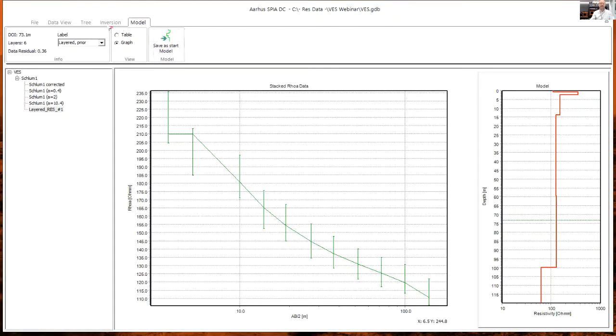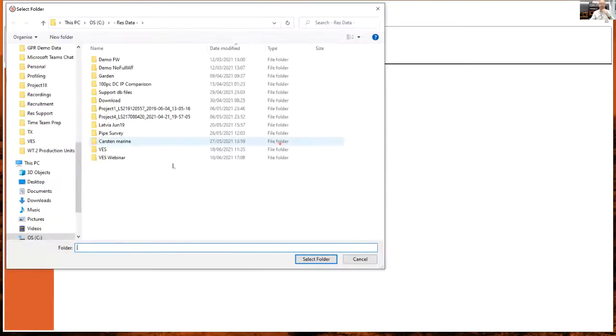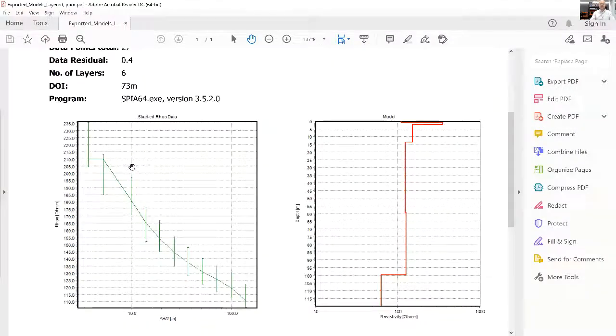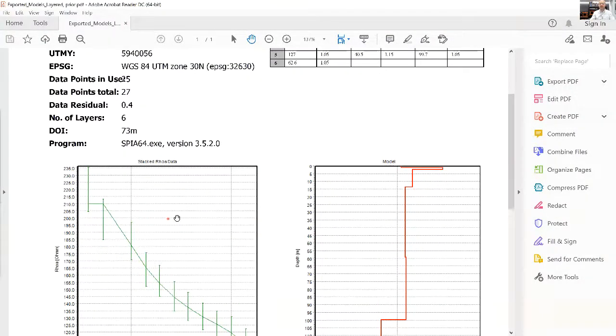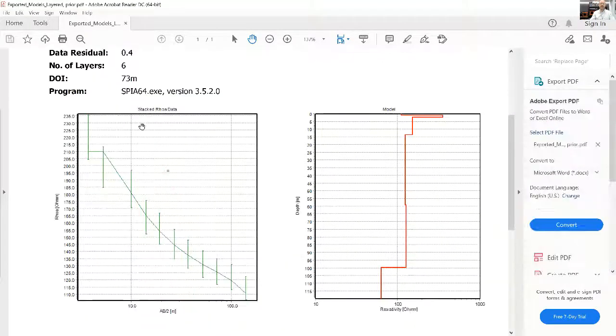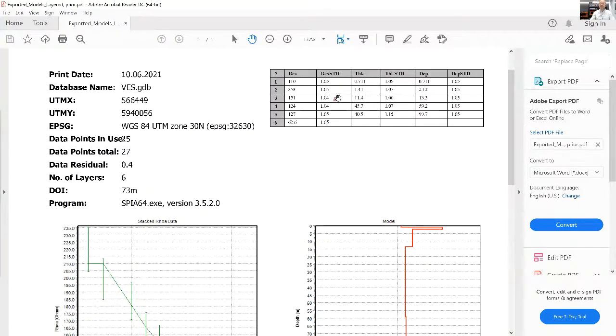As I said, I can actually then export these, so I can export the model. So pick which one I want to export, say model PDF report, sorry, select it, say model PDF report, save that into my folder, and then I get this result where I've got the sounding curve, the model broken down into a table, and header information about the result. And then I'll also be able to export these as individual images, this as an image, this also as an Excel sheet, just a simple CSV file, which then would allow me to import it into other stuff.